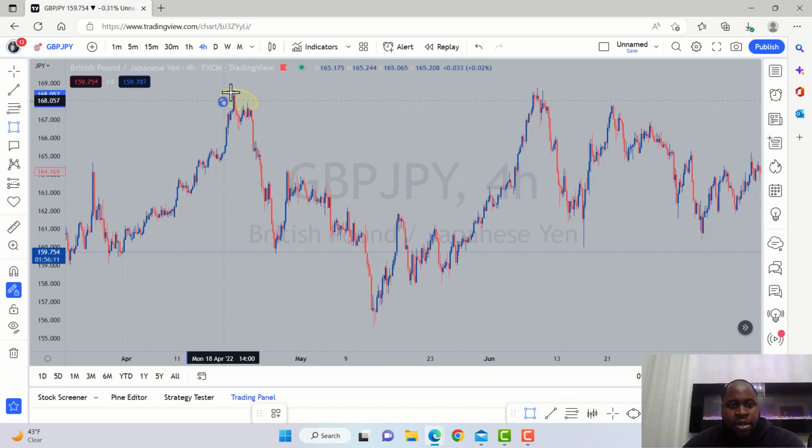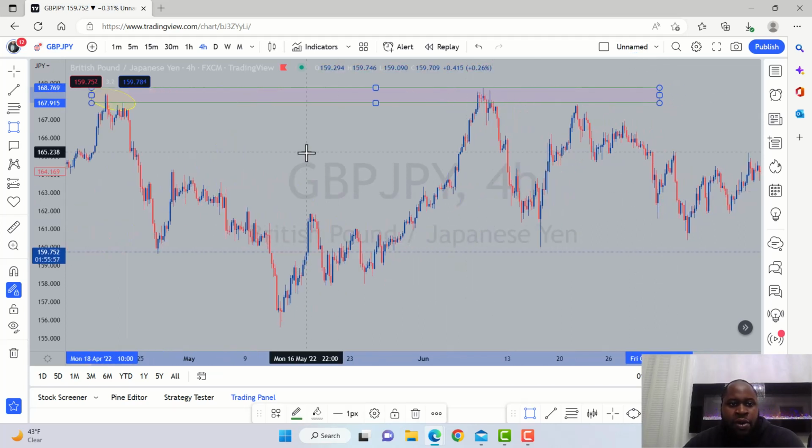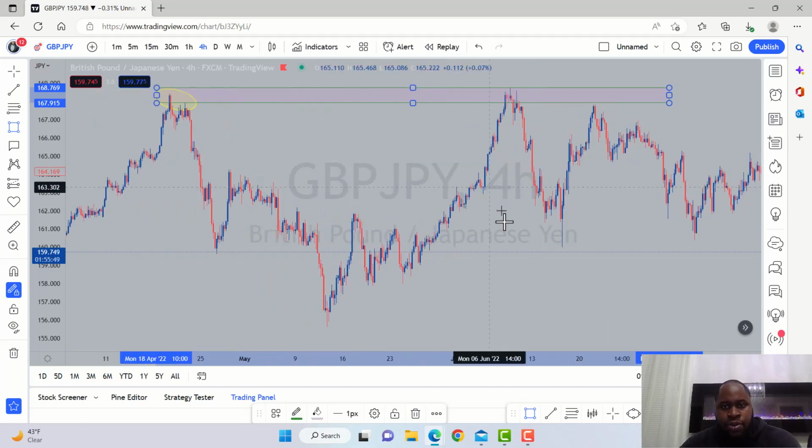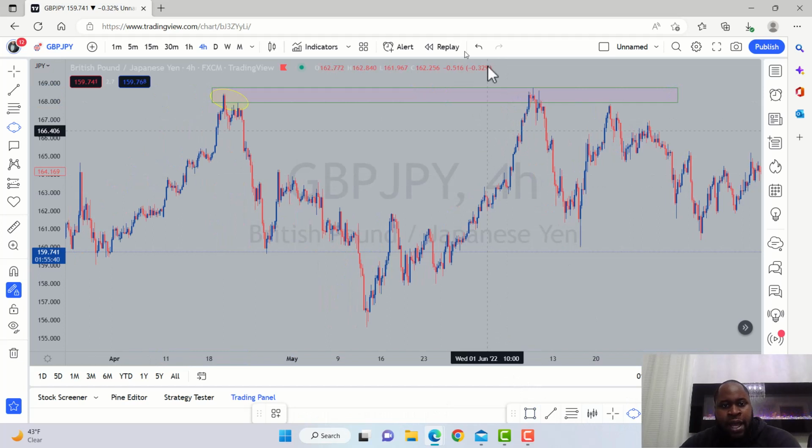So I want to use my box tool here, and I'm going to extend this zone all the way across as much as I can, especially as I see price coming up to that area where my zone was. I want to extend that box all the way across to see if price is going to enter that zone that I just drew. Okay, so as we see, price eventually got to this zone. Once price gets to my area of interest, which is this zone, what I want to do is see how price is behaving in this area.